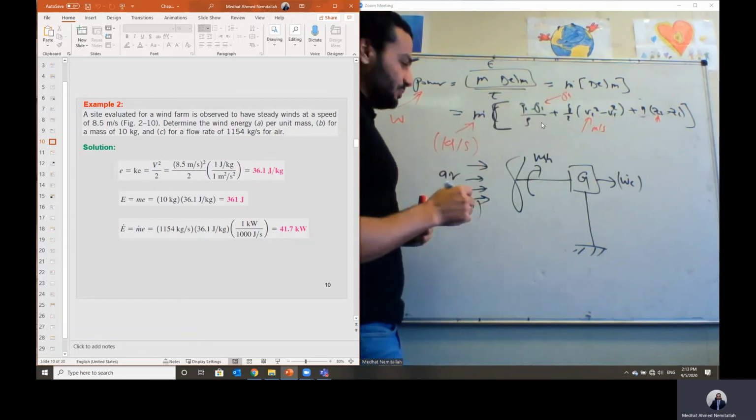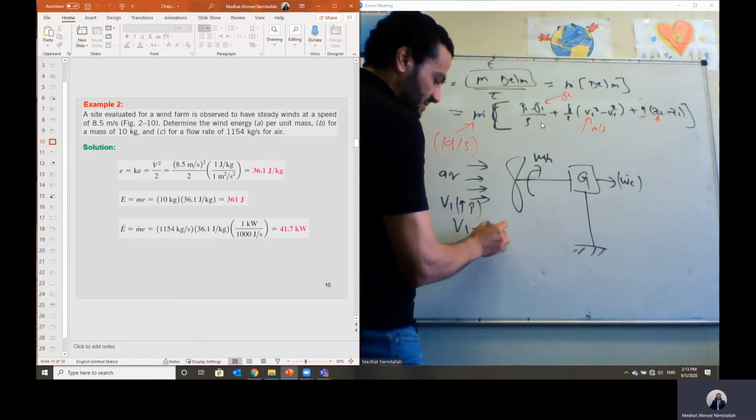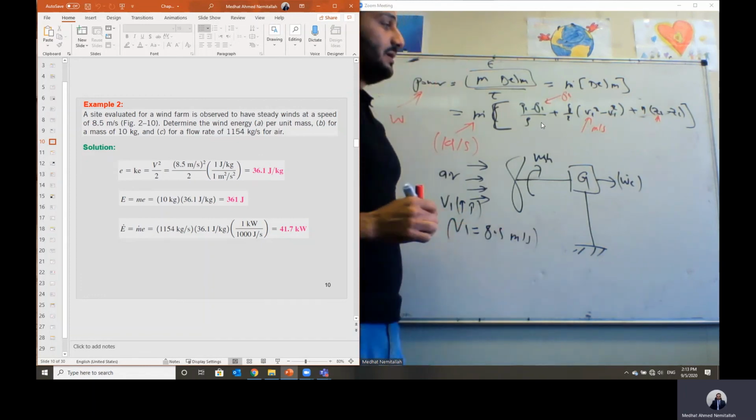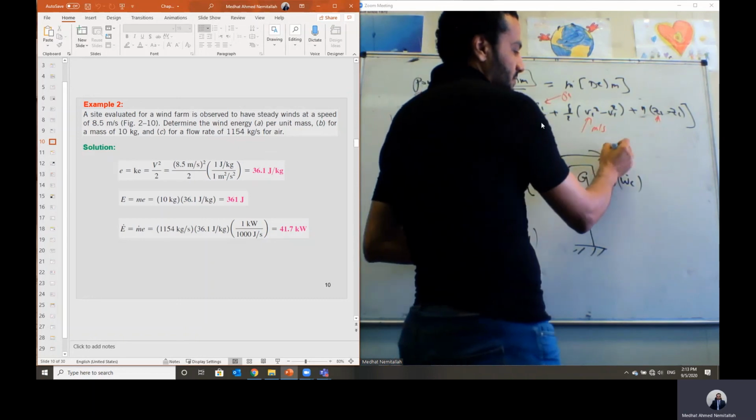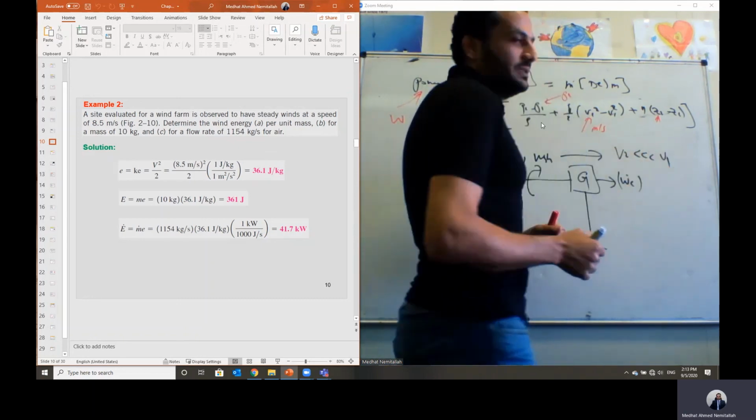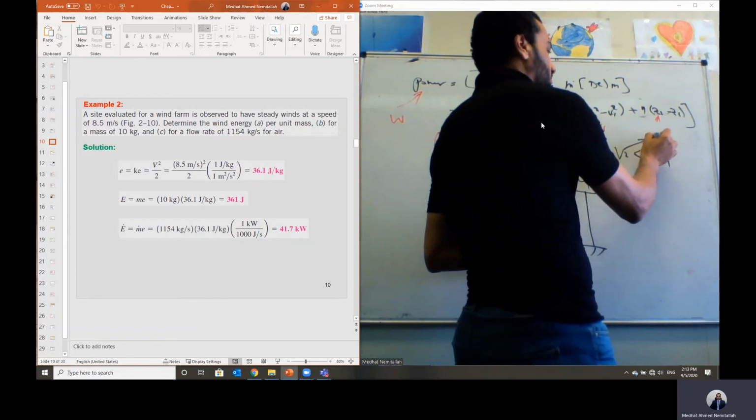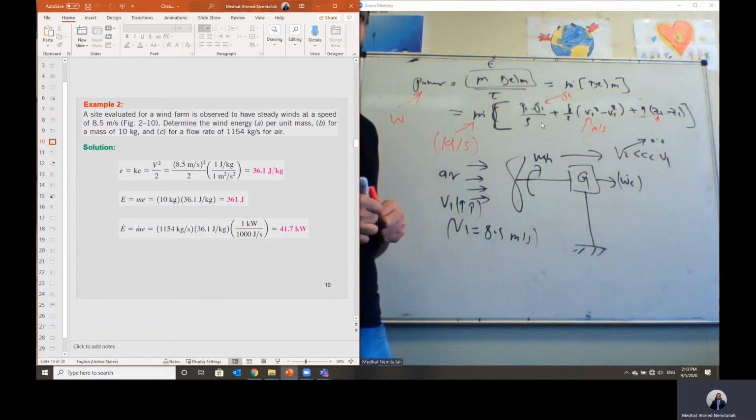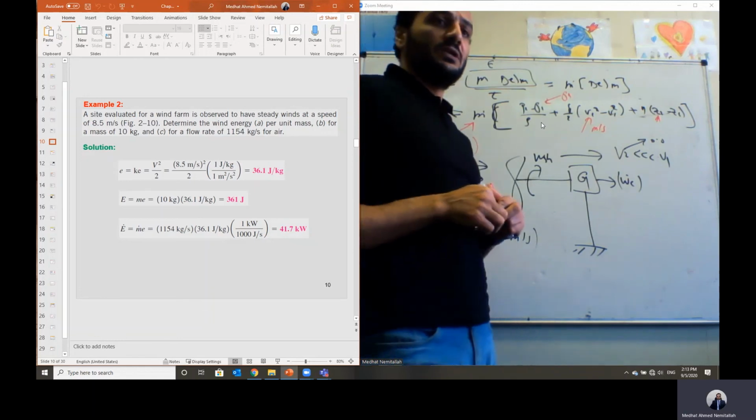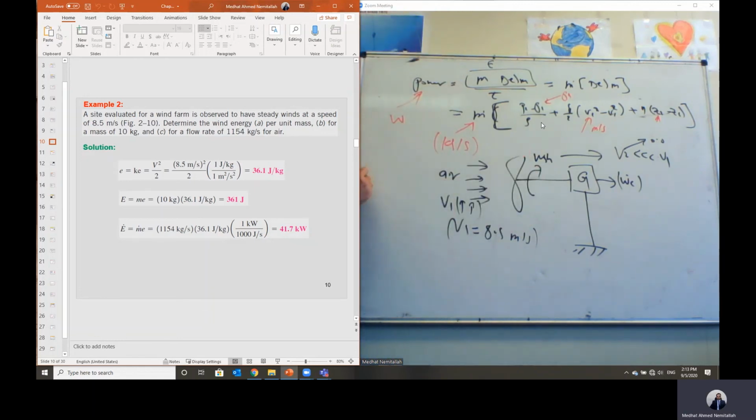It says in this problem that velocity V1 is equal to 8.5 meters per second. After hitting the blade, usually the air will be leaving at velocity V2, much less than V1, or we can say V2 will be almost equal to 0. And in this case, we need to calculate the energy per unit mass of the system, and also the total energy, and also the power of this fan, the rate of energy, E dot.